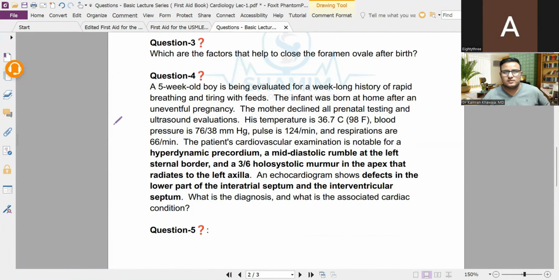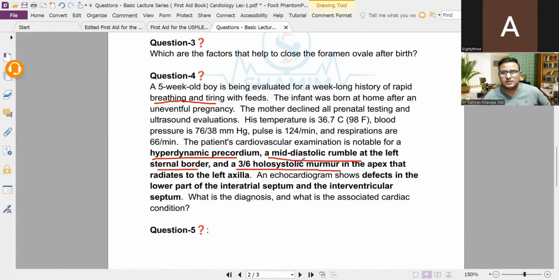Question number 4. A 5-week-old boy is evaluated for a week-long history of rapid breathing and tiring. The infant was born at home after an uneventful pregnancy. The parents declined all testing and ultrasound evaluations. His temperature is this and this. Cardiovascular examination is notable for a hyperdynamic precordium, mid-diastolic rumble at the sternal border, and a 3 by 6 holosystolic murmur.